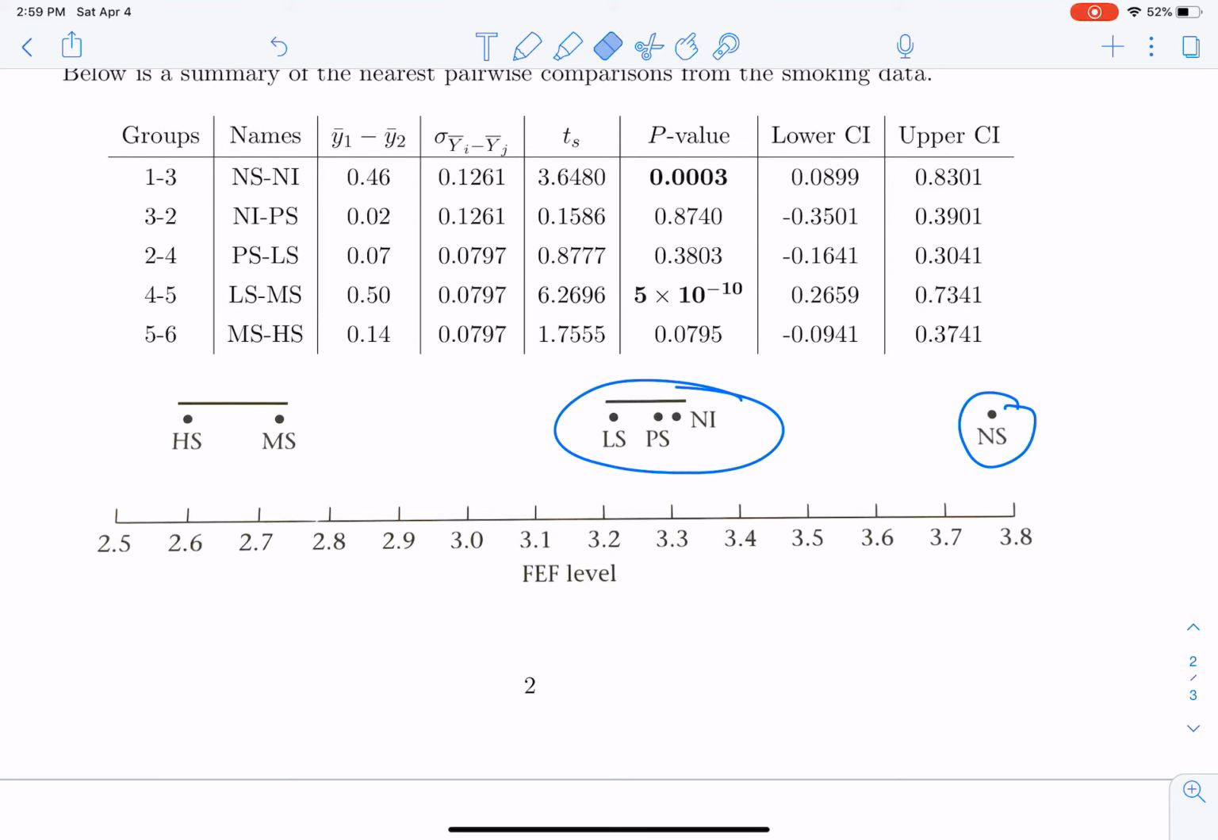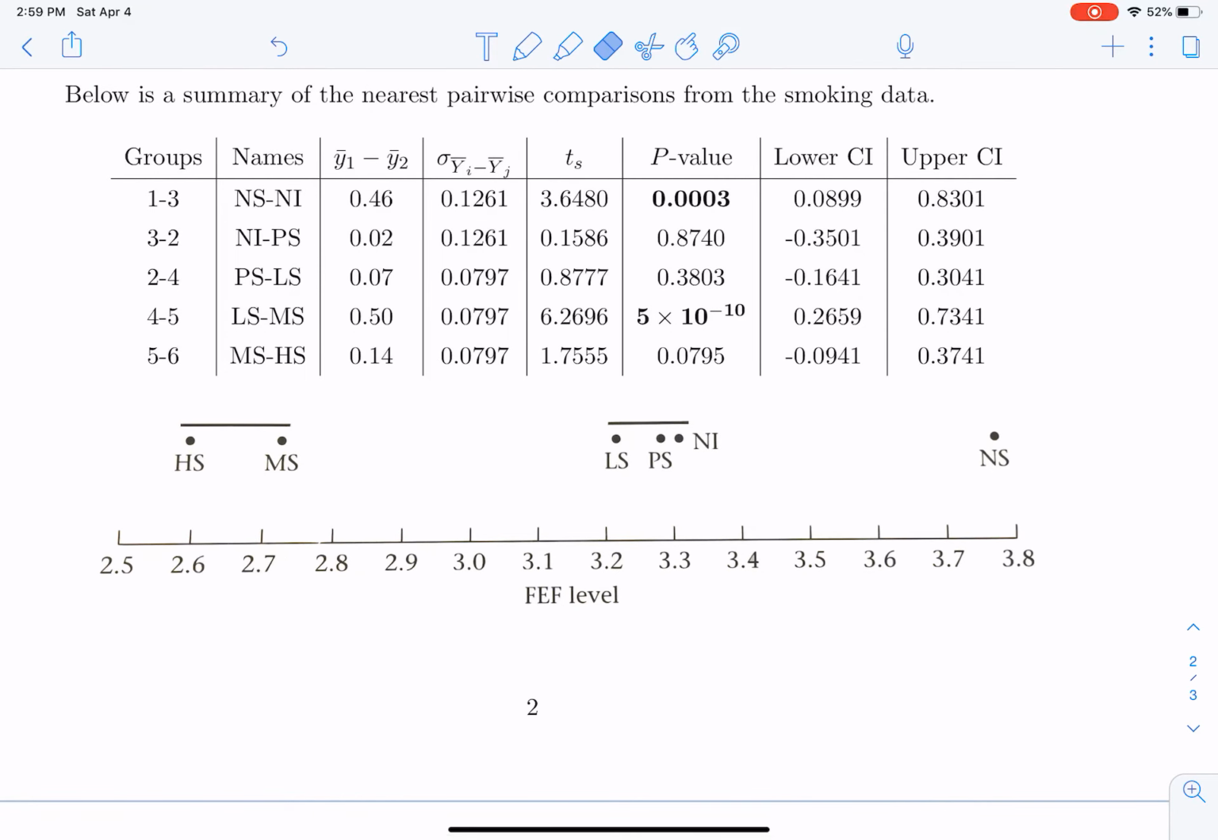So what you can see from this graph is essentially we have three groups that came out of this post-hoc test. The non-smokers are different from all the other populations. The non-inhaling, the low smoking group, and the passive smoking group are not statistically different from each other, so they form a little group. And then those are separated from the moderate and heavy smoking groups, which are not statistically different from each other. And this gives us a nice interpretation of our data.